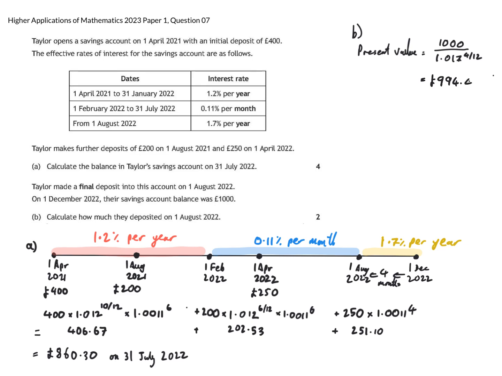Our calculator will give us a value of £994 and 40 pence, which means the difference between the present value and the accumulated value at this stage is going to be the deposit. So the final deposit value will be £994.40. Subtract the £860 and 30 pence, and that gives us a deposit value of £134 and 10 pence.